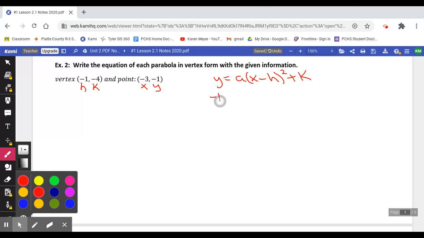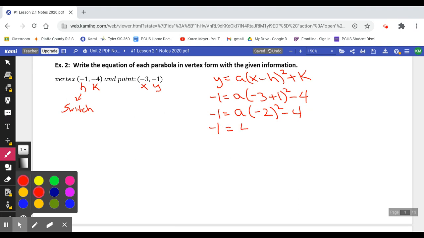So for y, I'm going to plug in negative 1 equals a parentheses x is negative 3. h, well, remember, h is negative 1, but when I write it, I have to do the opposite, or I have to switch it. Don't forget to switch h. So I'm going to write it as plus 1 quantity squared. k is exactly the same, so minus 4. Inside the parentheses, I'm going to do negative 3 plus 1, which is negative 2. If I square negative 2, it becomes positive 4.